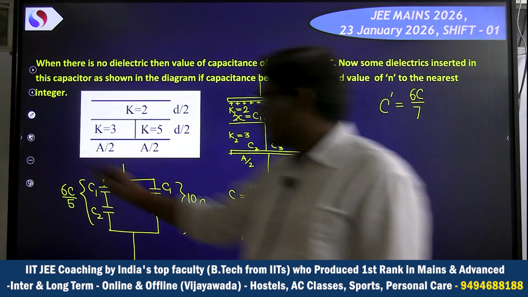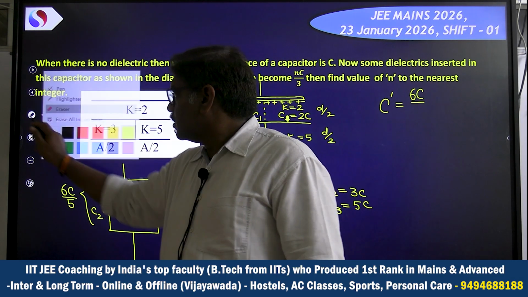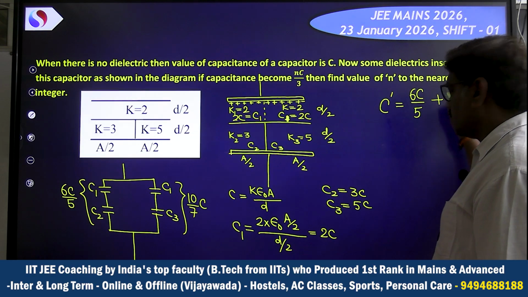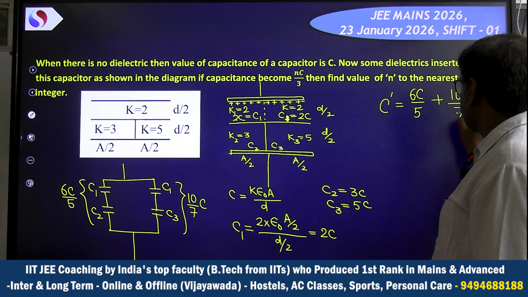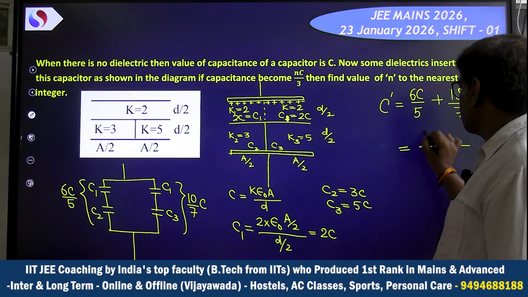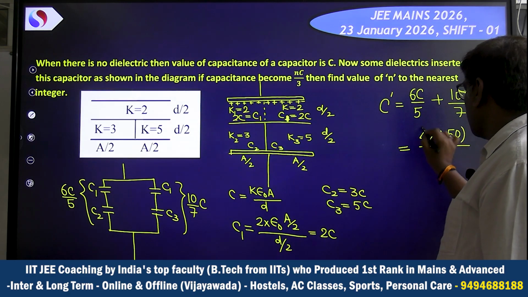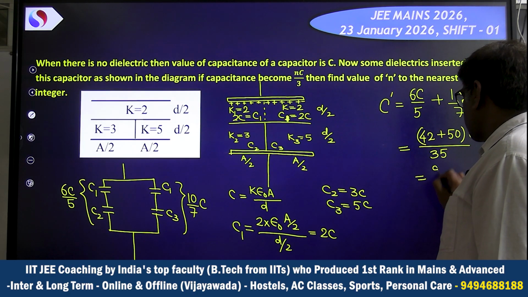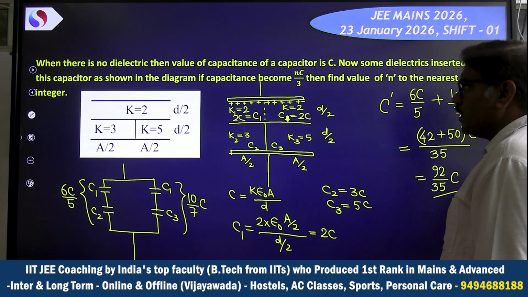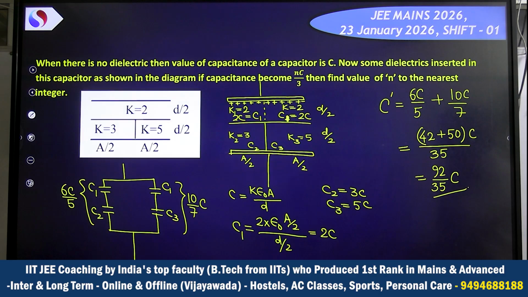6C by 5, put the correct value. 6C by 5 plus 10C by 7. LCM is 35. 7 times 6 is 42, plus 50, into C. This comes as 92 by 35 into C, right?